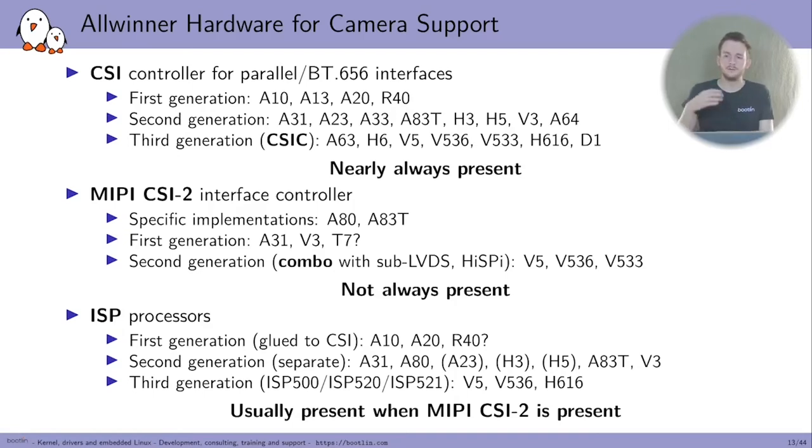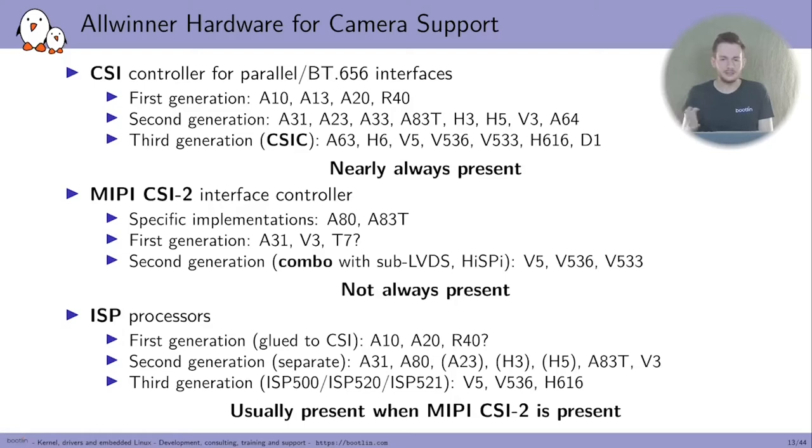And for the newer Allwinner platforms, there was a third generation of this controller, which is now called the CSIC. It goes from the A63 up to the new platforms that Allwinner is releasing recently. So this is the latest one that we know. In that third generation, there was basically a whole redesign of the camera interface blocks in Allwinner SoCs. So it's quite different from the second generation, even though you still find some similarities. There are also some significant differences. So that's for the CSI controller and CSIC.